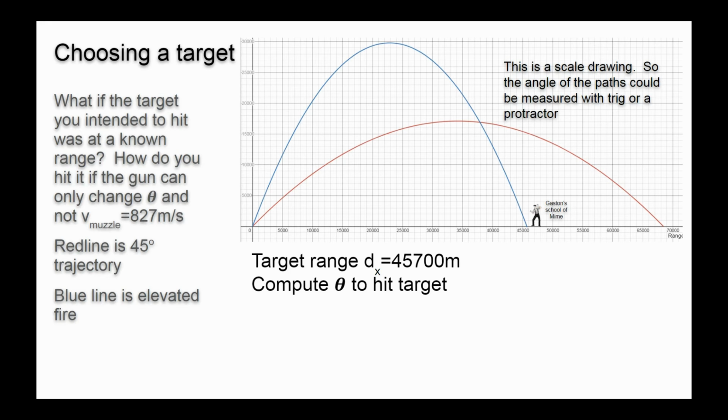This is to scale. It's distance versus distance, not distance time. So we have our altitude going up and down the page and distance or range going sideways. So let's say we have a target at range 45,700 meters. We're planning to destroy Gaston's School of Mime. We want to figure out the theta to hit the target. How high do we have to aim the gun in order to hit him when we can't change the muzzle velocity? So let's take a look, and we'll see that this only solves itself as pure math.